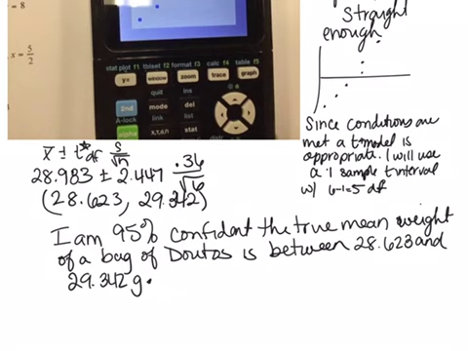Okay, and then the last question asks, well, the bag says 28.3. What do we think about that? Since 28.3 is actually below our interval, we believe they give you more chips than is stated. So we believe that it is greater than that because 28.3 is below my interval. If it was above our interval, then we would say we believe it's less than that. If it's in our interval, we believe it's about the same.